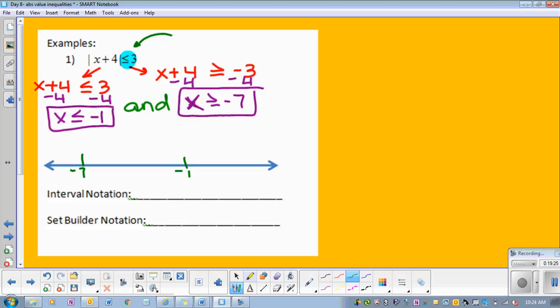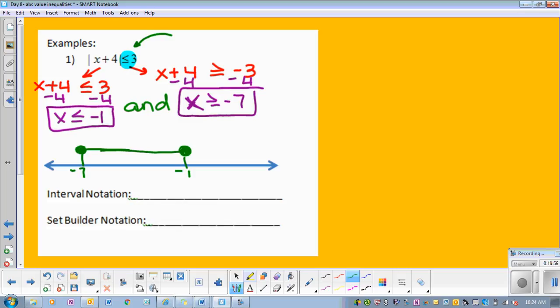So since it's and, am I gonna have arrows? I shouldn't. They should connect, right? Well, let's see. X is greater than or equal to negative 7. Closed circle, right? Greater. X is less than or equal to negative 1. Closed circle. Less than. Oh, good. This does look like an and graph.